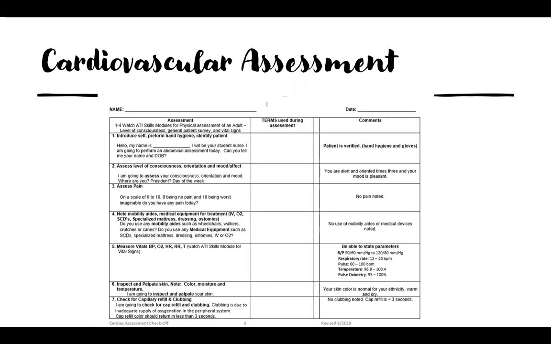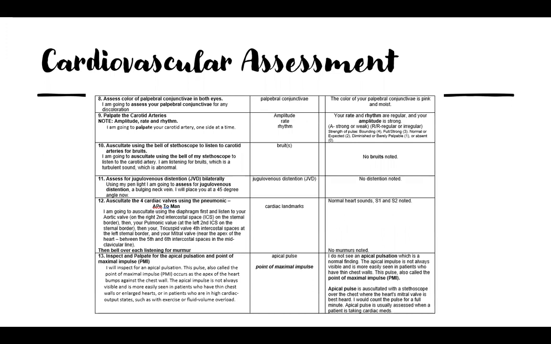So your general survey always remains the same, introducing yourself, hand hygiene. You're going to assess the level of consciousness, right? The mood, the affect, assessing for pain, the use of any mobility aids. You're also going to take the vital signs, and you will also then look at the skin, the moisture, the temperature, right? Is the color appropriate for ethnicity? You're also going to assess for capillary refill and for clubbing. That's going to be important. Remember, capillary refill, the color should return in less than 3 seconds.